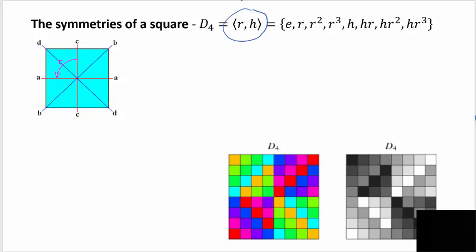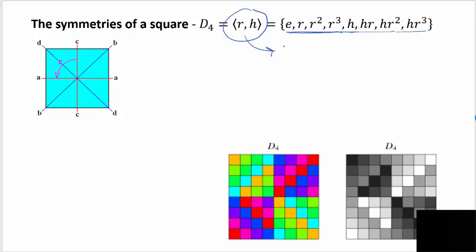Generated by R and H. That means that if you take all powers of R, all powers of H, and all products of those powers that you take, you will have the entire group. And it's easy to see. Look, if we take first the powers of R, we get to R to the 4th, and we're back to E. Then we have H in there, R and H. If we take the power of H, H squared is E, and then we multiply HR, HR squared, and HR cubed, and we have the entire group.